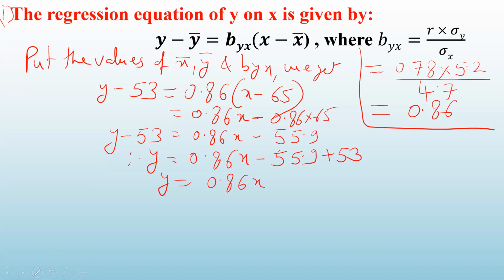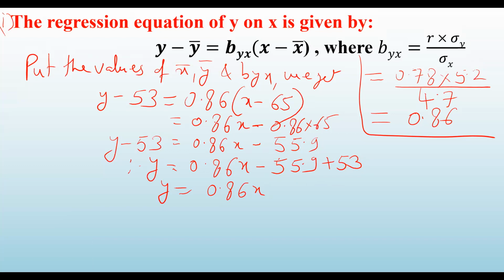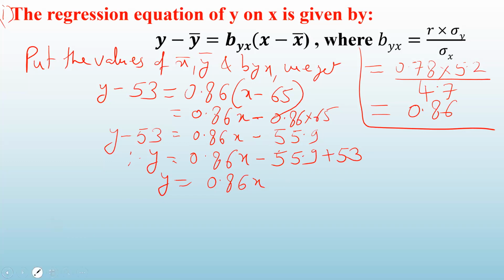0.86x, and now what you have to do is you have to simplify this. Minus 55.9 plus 53. Okay, how will you do that? Use calculator. See, minus 55.9. So 55.9, but sign is minus. So we will press this plus minus. So this will become minus. Plus 53. So that gives you minus 2.9. So this is minus 2.9.